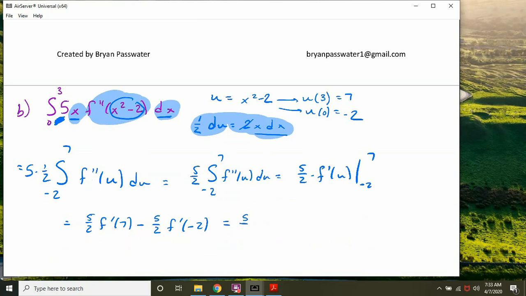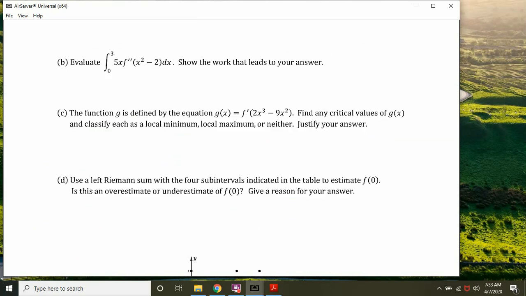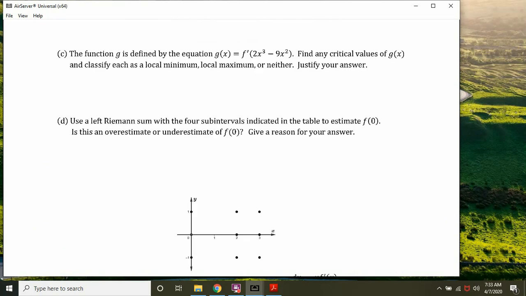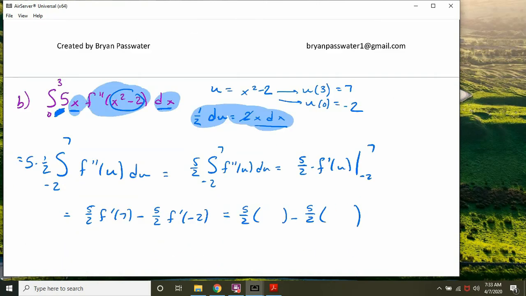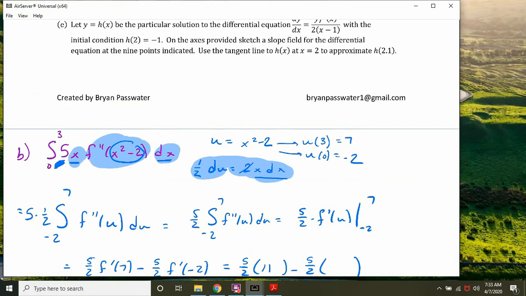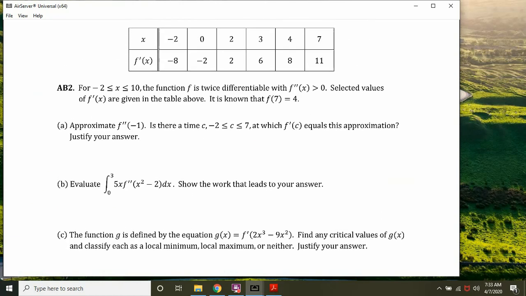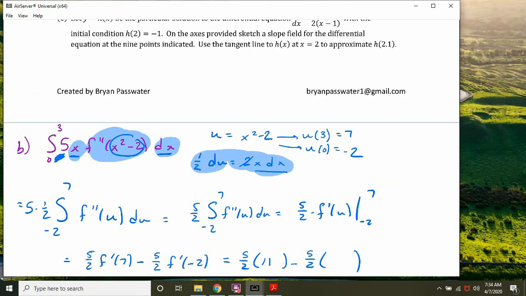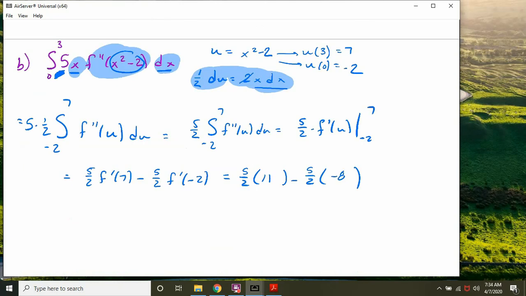And now let's grab the values from the table. All right, we have a table of f prime values. F prime of 7 is 11. And f prime of negative 2 is negative 8. And so we're looking at 55/2 plus 40/2 for a grand total of 95/2.